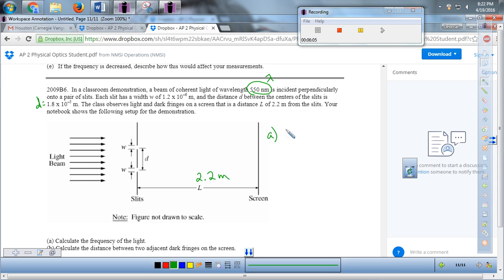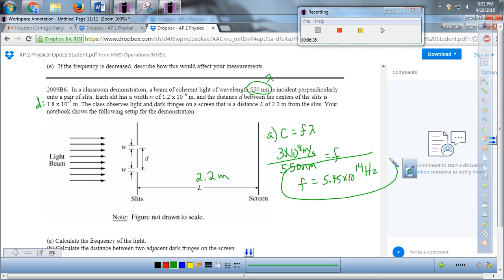Well, this is pretty easy. Speed of light is equal to frequency times wavelength. So 3 times 10 to the 8th meters per second divided by 550 nanometers will give me the frequency. And when I got the frequency, I believe that my frequency was 5.45 times 10 to the 14th, sorry, hertz. So there's my frequency. That wasn't any big deal.